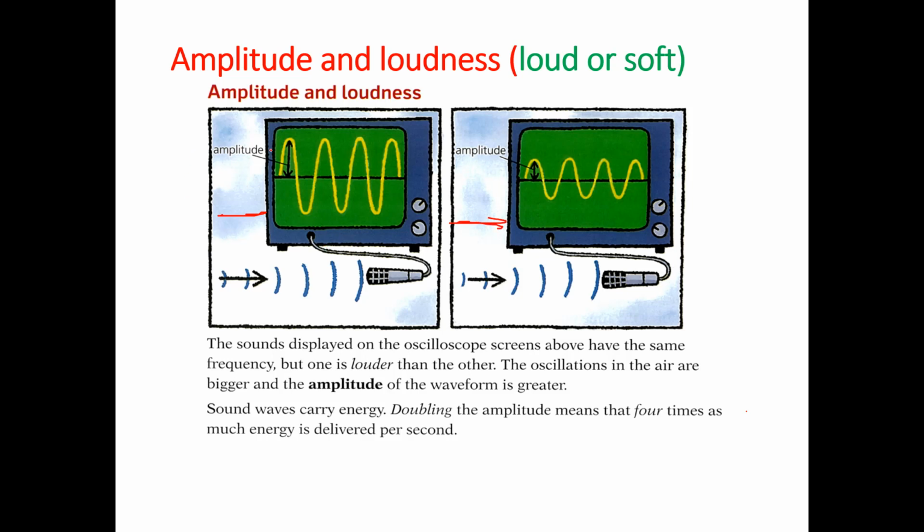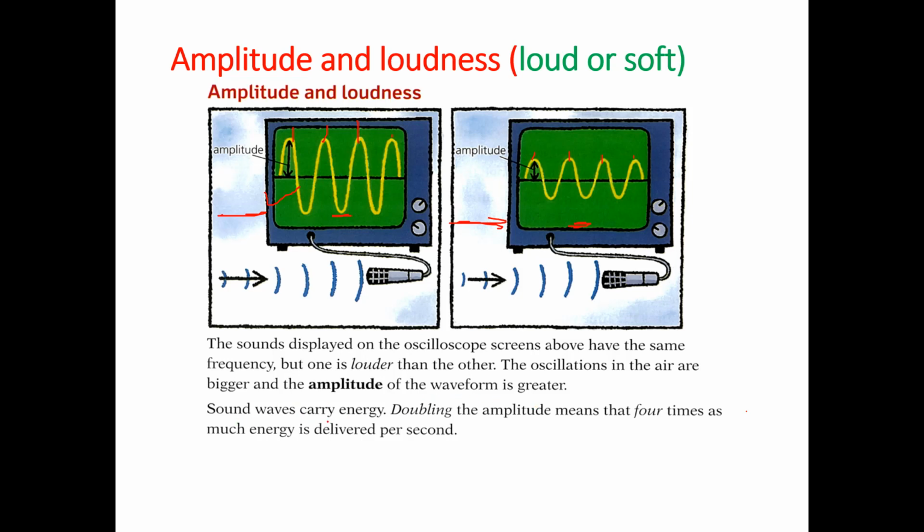So, what does that mean? Now, if the question says, which sound wave gives a louder sound? Is it louder, the first one or the second one? The answer will be this one, the first one. Why? Because the amplitude is more here. So the sounds displayed on the oscilloscope screens above have the same frequency. Four waves, 1, 2, 3, 4. They have the same frequency, but they differ by their amplitude. So the oscillations in the air are bigger and the amplitude of the waveform is greater.